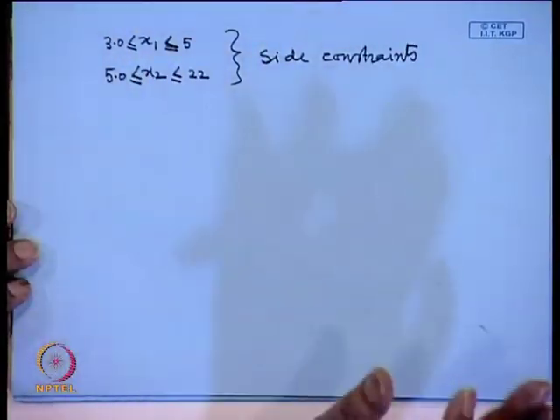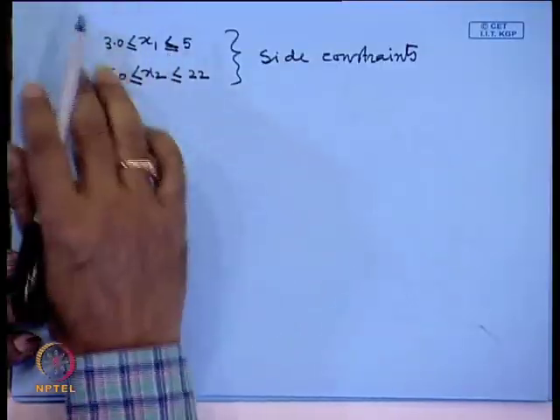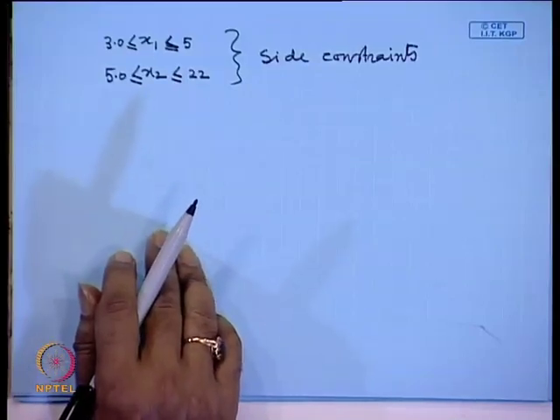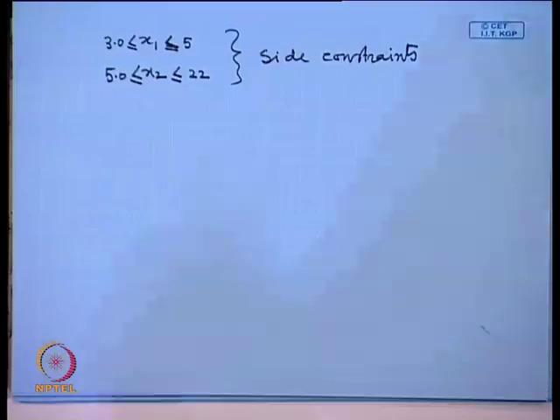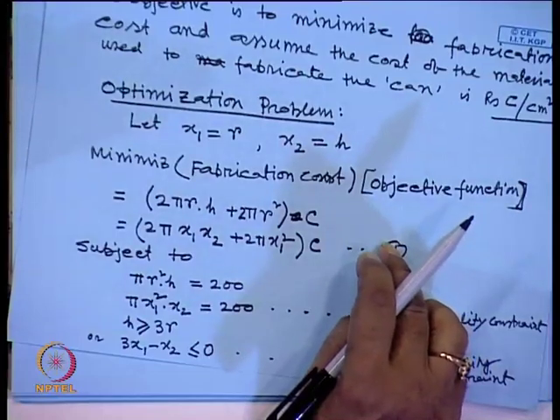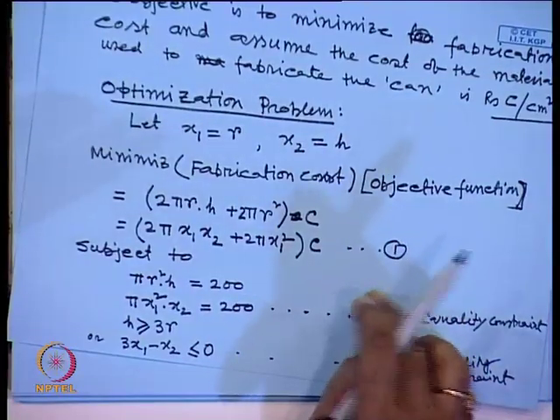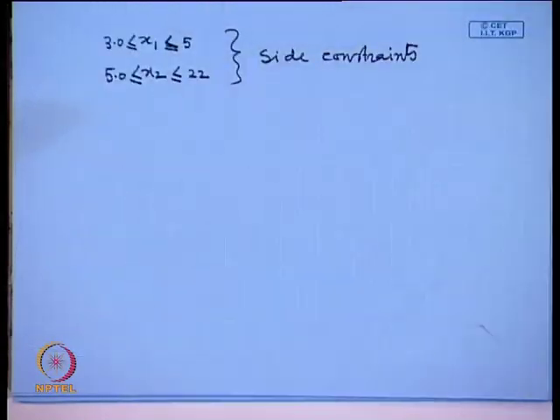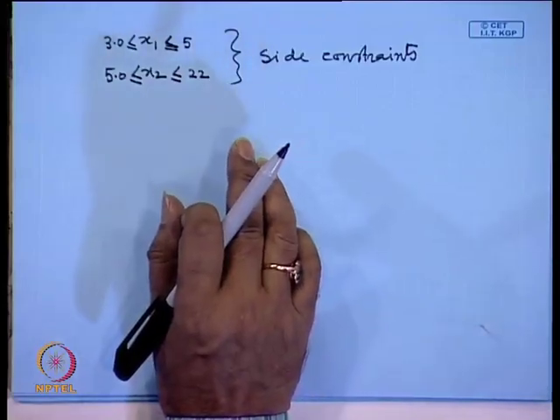And x1, x2, you see, are the only design variables which will play a role in minimizing the manufacturing cost. So, these side constraints are given to you. Agree? So now one can solve this problem keeping in mind that in any optimization problem, we have an objective function, then we have constraints, an equality constraint and an inequality constraint, or both, and then we have side constraints. Okay? So, next is this.